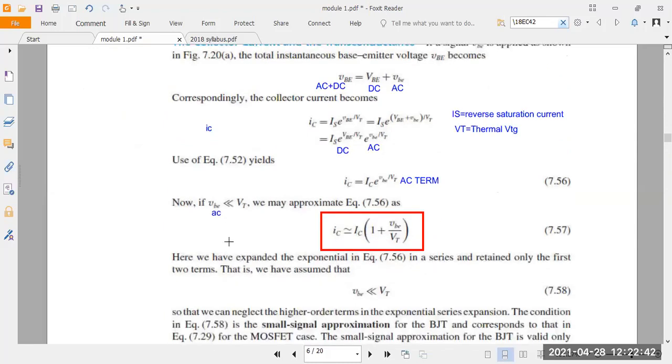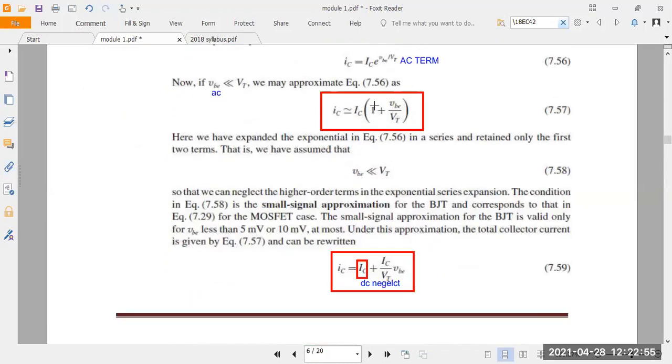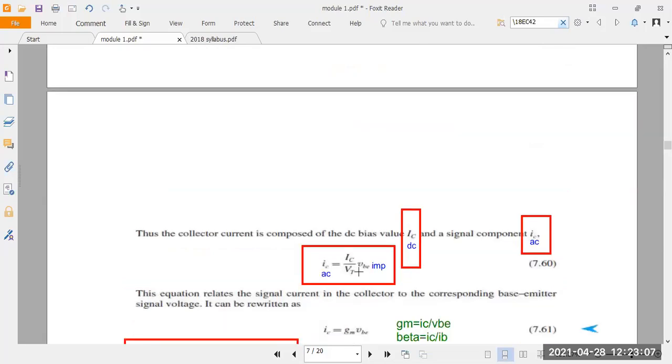Then you take the condition when small signal. Small signal means when VB is very small compared to the thermal voltage. For that you have to neglect the exponential term. For that you write 1 plus VB divided by VT. Then multiply IC into 1 plus VB divided by VT. So what will we get here? IC plus IC divided by VT into VB. Then neglect the DC term here. You take only the AC term, because we are finding out the AC collector current here. So for that, neglect the DC. You take only AC, so you write IC divided by VT into VB.